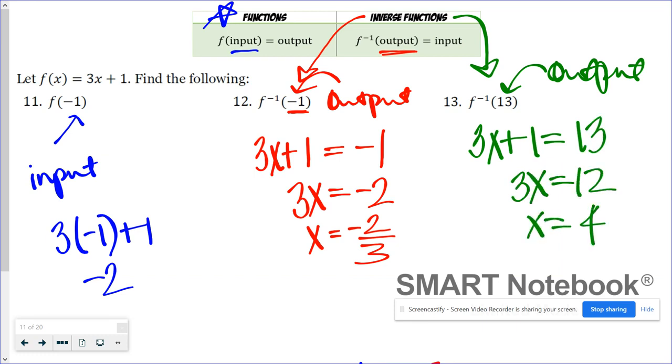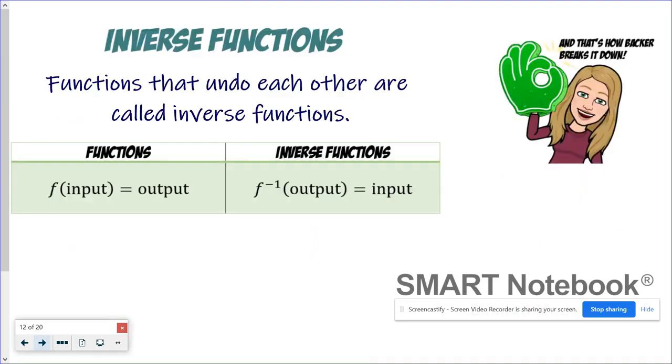Okay. So the key to evaluating functions and inverse functions is to first pay attention. Is it a function or is it an inverse function? Remember, inverse functions have that little -1 indicating it's an inverse function. Okay, and then ask yourself, what do I know? Do I know the input value or do I know the output value? And then find the corresponding value. And that's how Backer breaks it down.